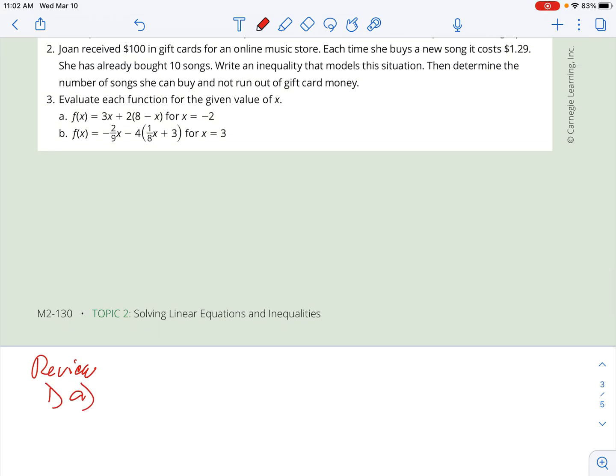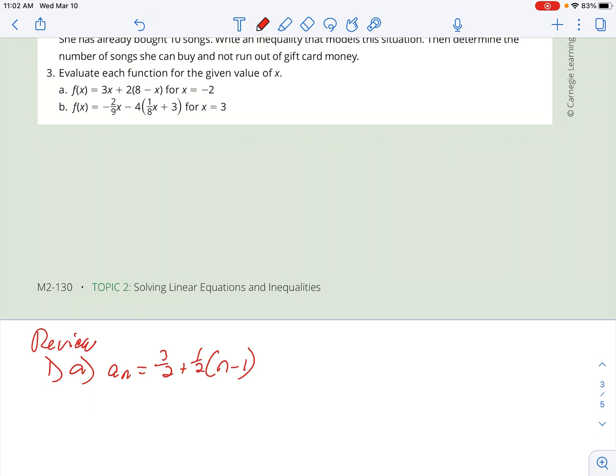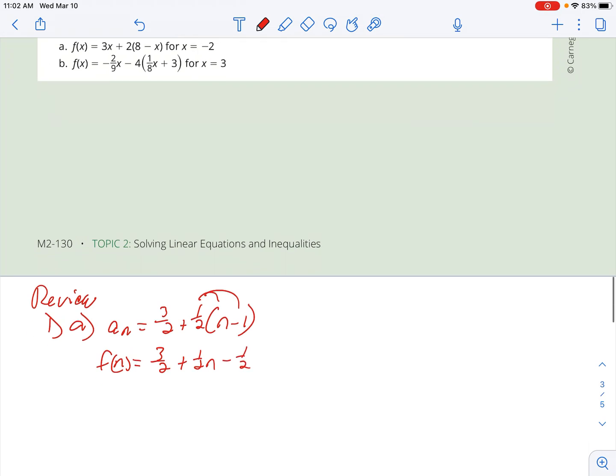So we have a sub n equals 3 halves plus 1 half (n minus 1). What they mean by function notation is make it look like y equals mx plus b form, or y equals ax plus b. So we're going to go ahead and distribute that 1 half to start off with, and we change it to function form. So 1 half n minus a half, and then we combine the 3 halves and that negative 1 half as they are like terms. So 3 halves, which is 1 1/2, minus a half, is going to give you then 1.